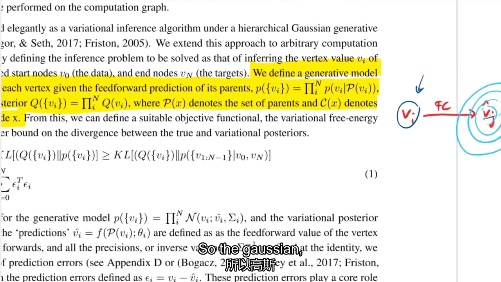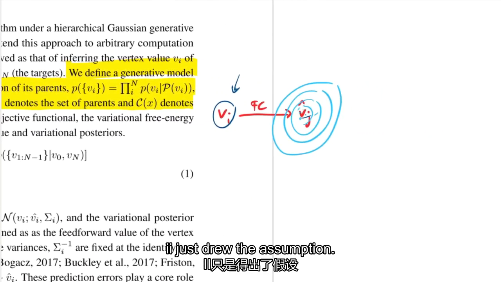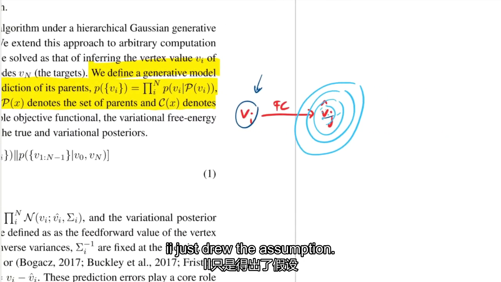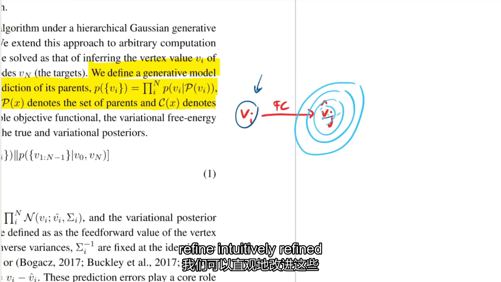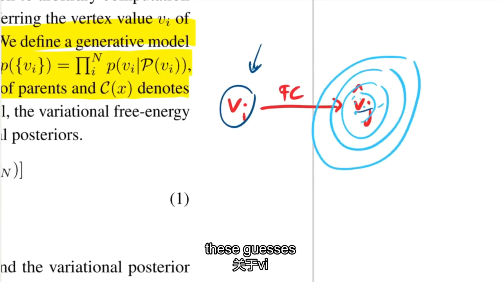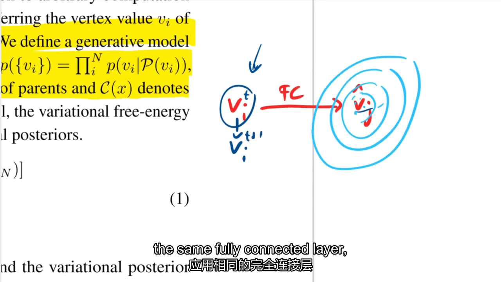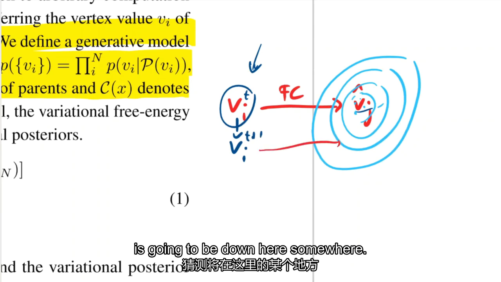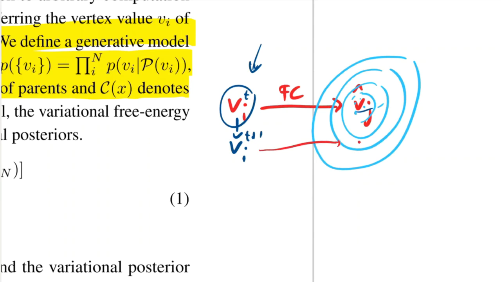So the Gaussian I just drew, the assumption is going to be that we iteratively refine these guesses of where V_i is. And of course, here you'll see that if I change V_i to be down here, my next guess, so this is at time step t, my time step t plus 1 is this. Of course, if I apply the same fully connected layer, my new guess is going to be down here somewhere.